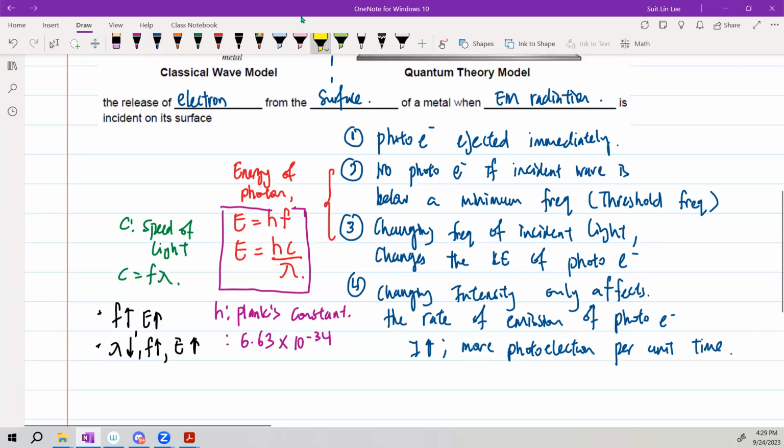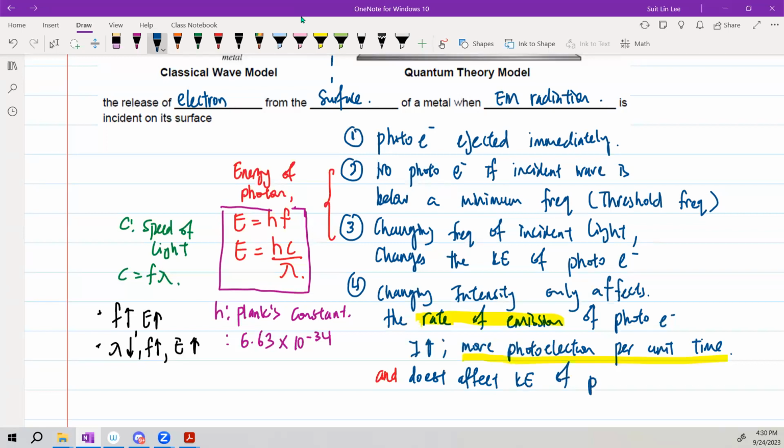Rate of emission means more photoelectrons emitted per unit time. Okay. All right. Changing intensity only affects this and doesn't affect the maximum KE, kinetic energy of the photoelectron.